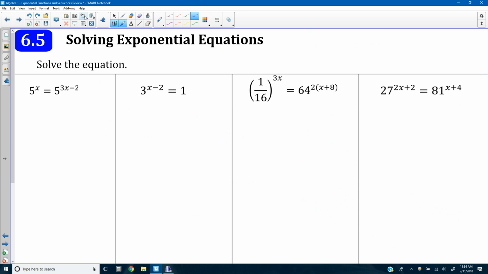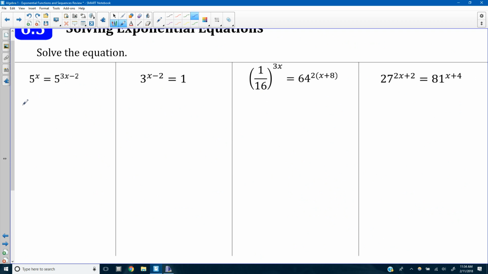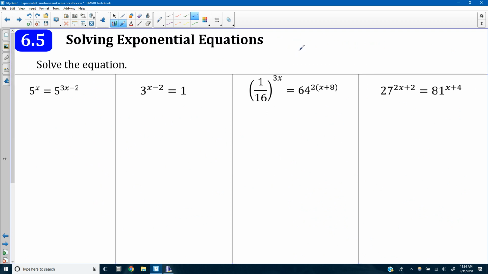Okay, 6.5, solving exponential equations. Solve the equation. Okay, I'm going to throw out two properties here that we're going to be using. The first one is if we have two items of the same base that are equal to each other, the only way that these exponents would give you something that equals each other is if the exponents equal each other. And it's true to go the other way as well. If a to the m equals a to the n, then m has to equal n. There's no other way around it.